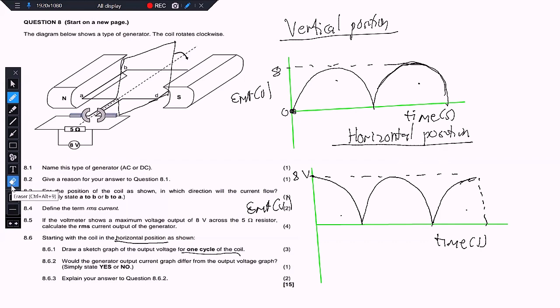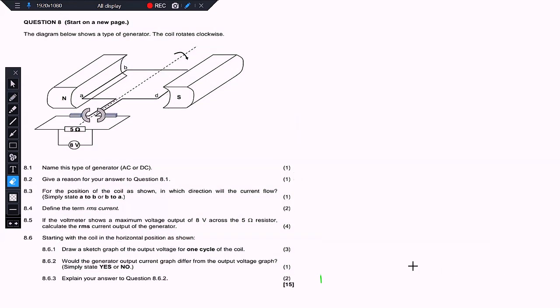Okay, then 8.6.2 says, will the generator output current graph differ from the output voltage graph? Simply state yes or no, right? And then 8.6.3 says, explain your answer to question 8.6.2. So let's just try to answer these two together.